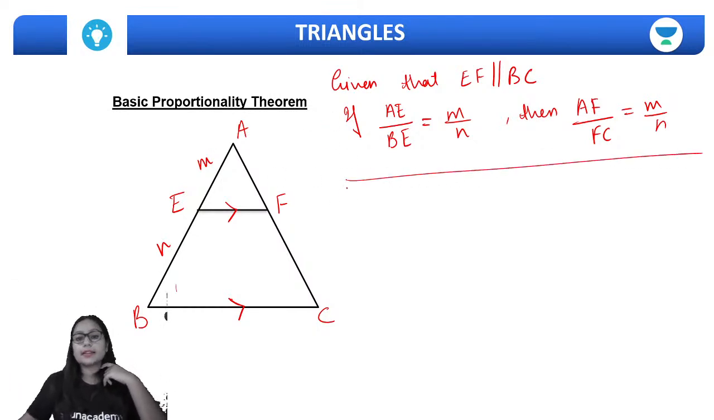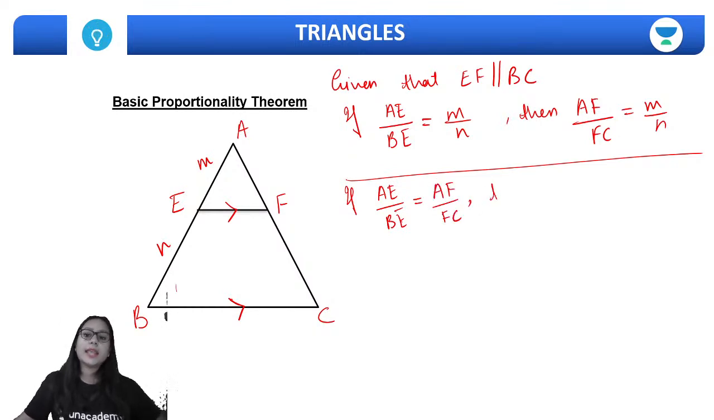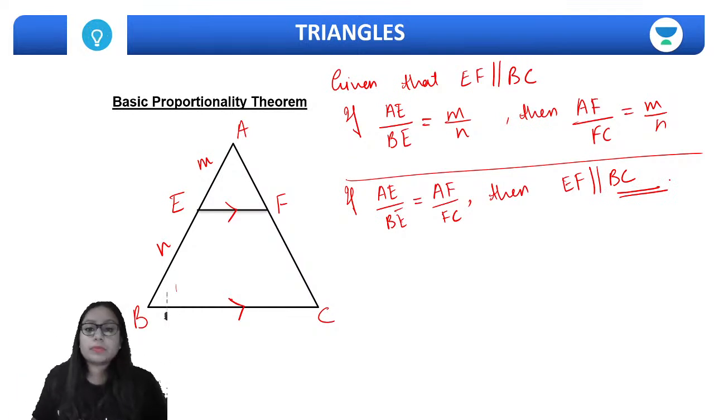I can say that if the ratio of intercepts is the same, that is if AE upon BE is equal to AF upon FC, then EF is parallel to BC. So this is what you should keep in mind. I hope this theorem is clear to all.